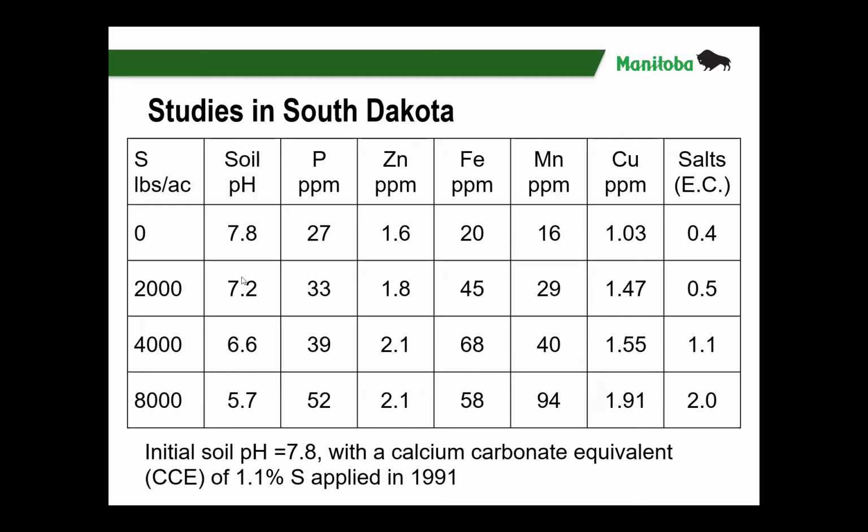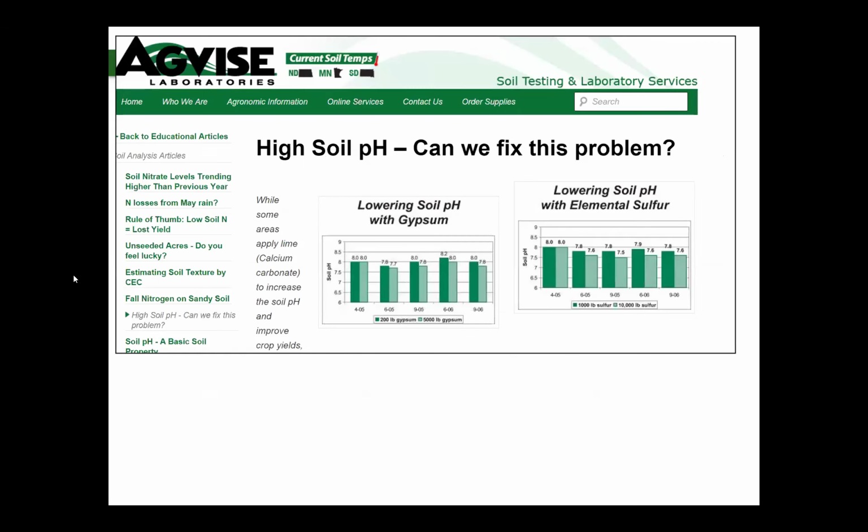So this is a soil where, again, the pH was lowered and the nutrients were more available, but the risk that came along with this was an addition of salt. And is that something that you actually want to do if you were trying to lower your pH?